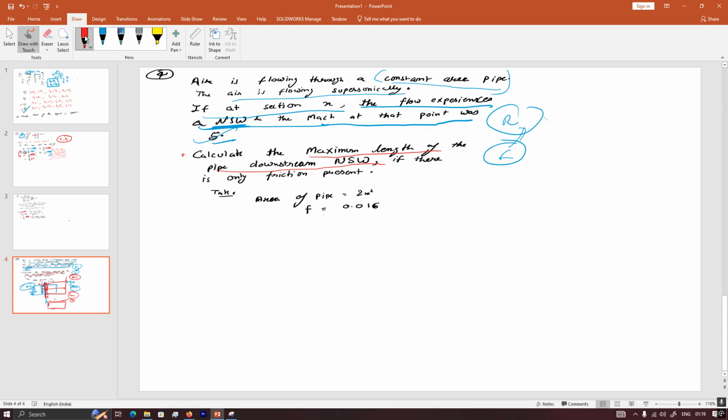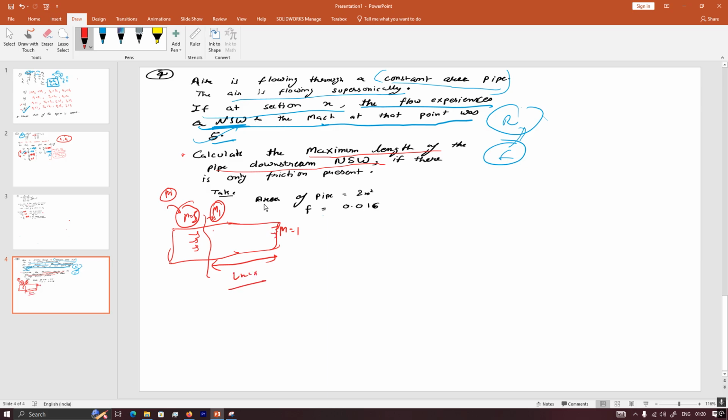So we were given a pipe, at a section there was Mach equal to 5 and the flow experiences a normal shock wave. I'm naming this part as M, and whatever part is after the normal shock wave, I'll name as 1. So we have to calculate this M1, the Mach after the normal shock wave, and then calculate the length till we reach Mach equal to 1. This is your L max.